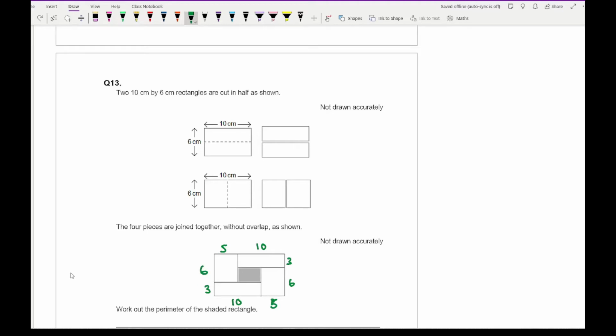So from this, from those measurements, I can work out what each of these bits are going to be. So this length here, if I use a different colour, well, that's going to be 15 take away 5 take away 5, so that's going to equal 5 centimeters. And this length here, well, it's going to be 6 take away 3, which gives me 3. So then the perimeter of the shaded area is going to be 5 plus 3 plus 5 plus 3, which gives me an answer of 16 centimeters.